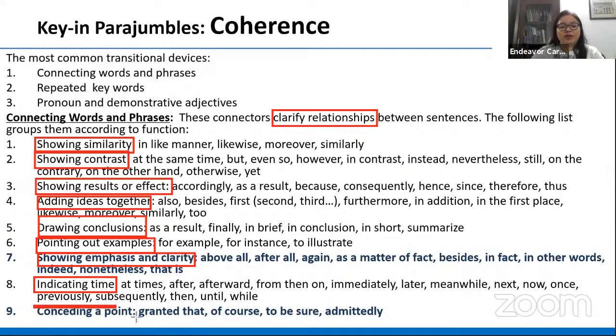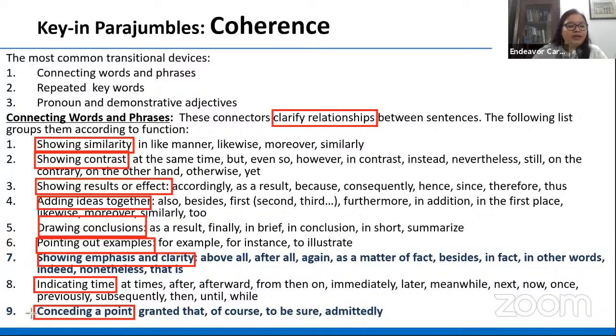Conceding a point, a very interesting one. How do you concede a point? You'll find this in an argument, counter argument. When you have somebody's viewpoint mentioned, okay, of course that is right, of course the economists are right in giving us this data, granted that they are right, admittedly they are right, okay, but then you come up with your own argument. Wherever you are accepting another viewpoint, you concede, and you end up having your own viewpoint brought in later, correct?